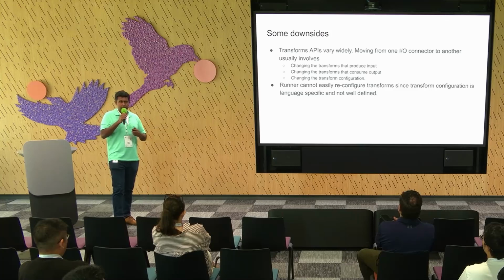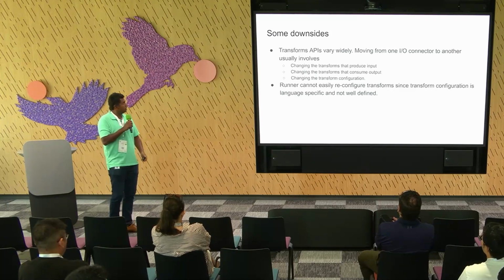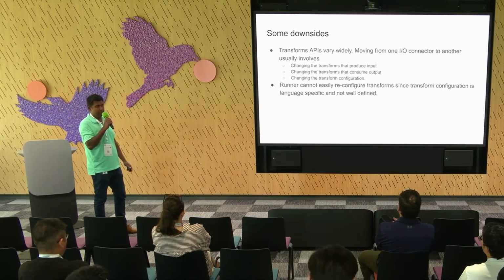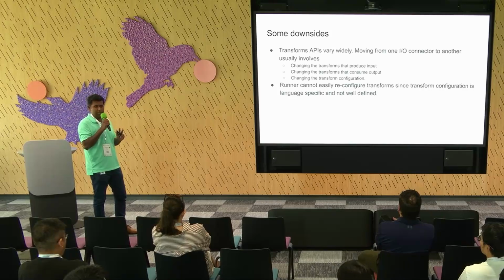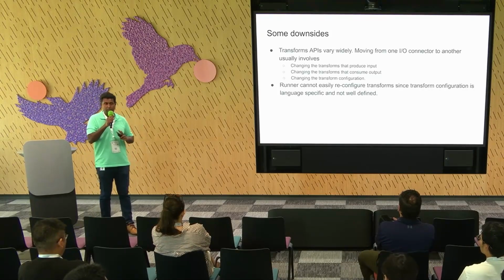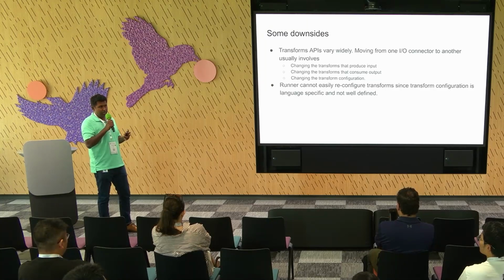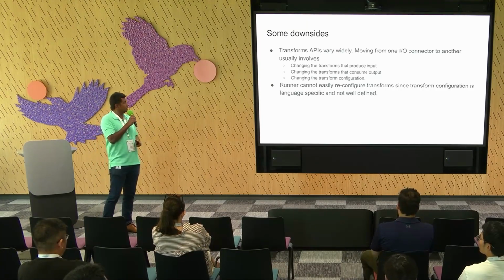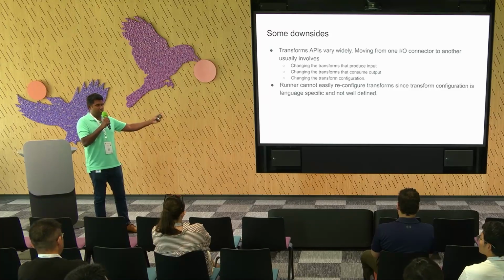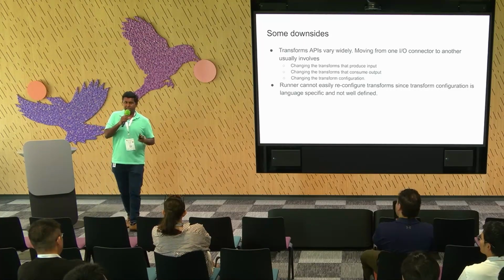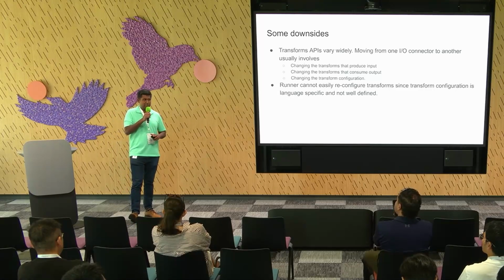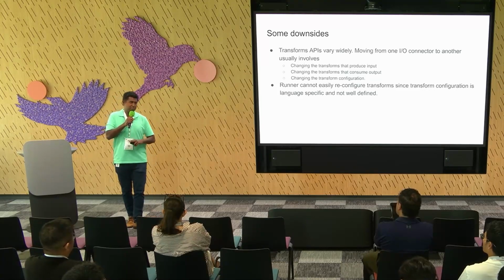All right, so there are some downsides to transforms. One downside is that the transform API, the way you construct your transform object, can vary widely. This, for example, makes it hard to move from one I/O connector to another. Say you are very familiar with BigQuery or some transform, and then you want to use something else, like Kafka. You have to go and relearn the API to construct that new transform.